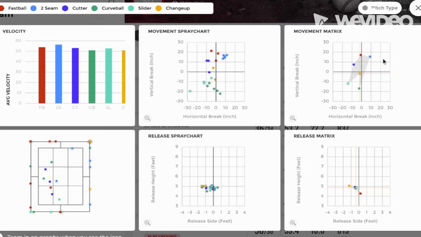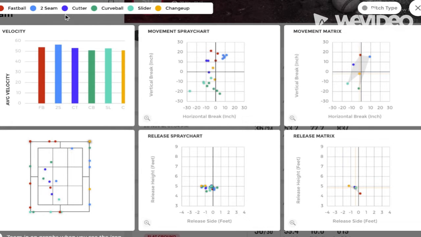Okay, so I just got back from pitching, and we got some really awesome data. So, we have all the different pitch types right here. We have fastball, two-seam, cutter, curveball, slider, and changeup. We have the relative velocities for all of those. We have where we release them, the movement for all of them, the average movement for all of them, and the average release point for all of them. So, this is really cool because it basically confirms my hypothesis in every single way.